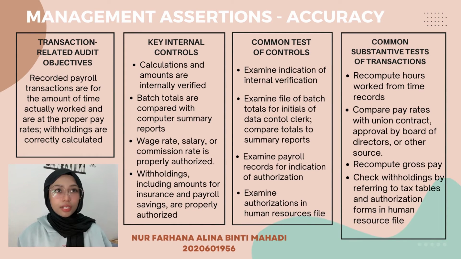Next management assertion is accuracy. The transaction-related audit objective is that recorded payroll transactions are for the amount of time actually worked and are at the proper pay rates, and withholdings are correctly calculated. For key internal controls, first, calculations and amounts are internally verified. Second, batch totals are compared with computer summary reports. Third, wage rate, salary or commission rate is properly authorized. Then, withholdings including amounts for insurance and payroll savings are properly authorized.